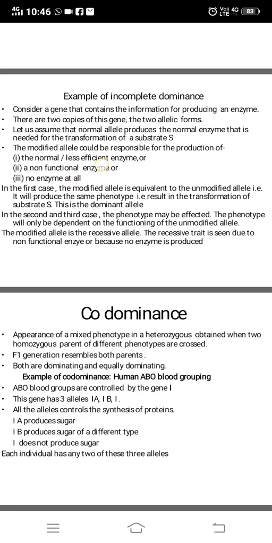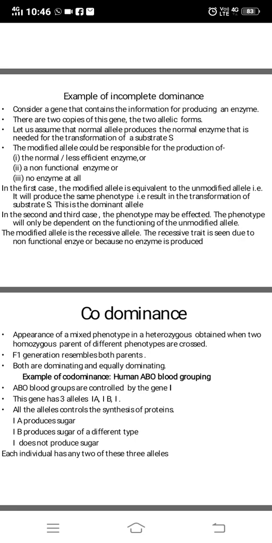So this will become recessive, non-functional, with no enzyme, and the unmodified allele will be the dominant. So the modified allele is the recessive allele, and the recessive trait is seen because no enzyme is produced. Here you see the normal allele is dominant, and it will produce an enzyme which helps in the transformation of a substrate, whereas this modified allele is the recessive allele.